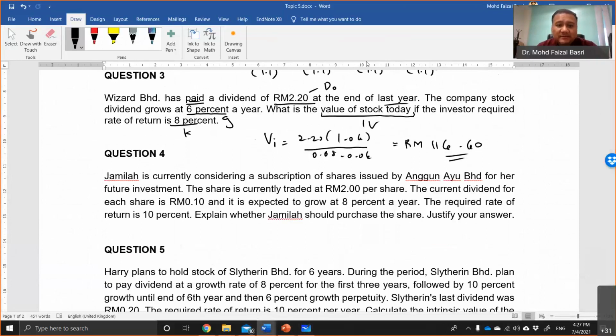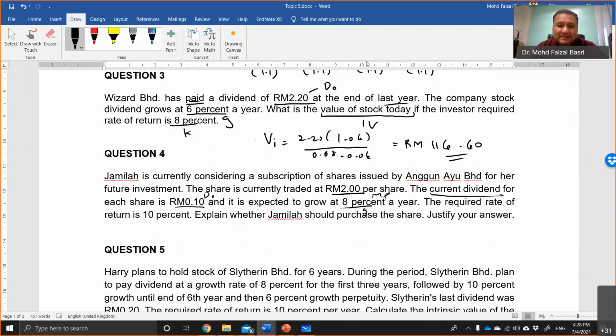Anyway, let's quickly look at question number 4. Jamila is currently considering subscribing to shares issued by Anggun Ayu Berhad. The share is currently traded at RM2, so this is the current price. I can put it here as the market price. The current dividend for each is 10 cents. So this is current, they use the word current dividend, meaning it's paid already. So this is your D0 as well. And it grows at 8%, so this is your G, growth rate.